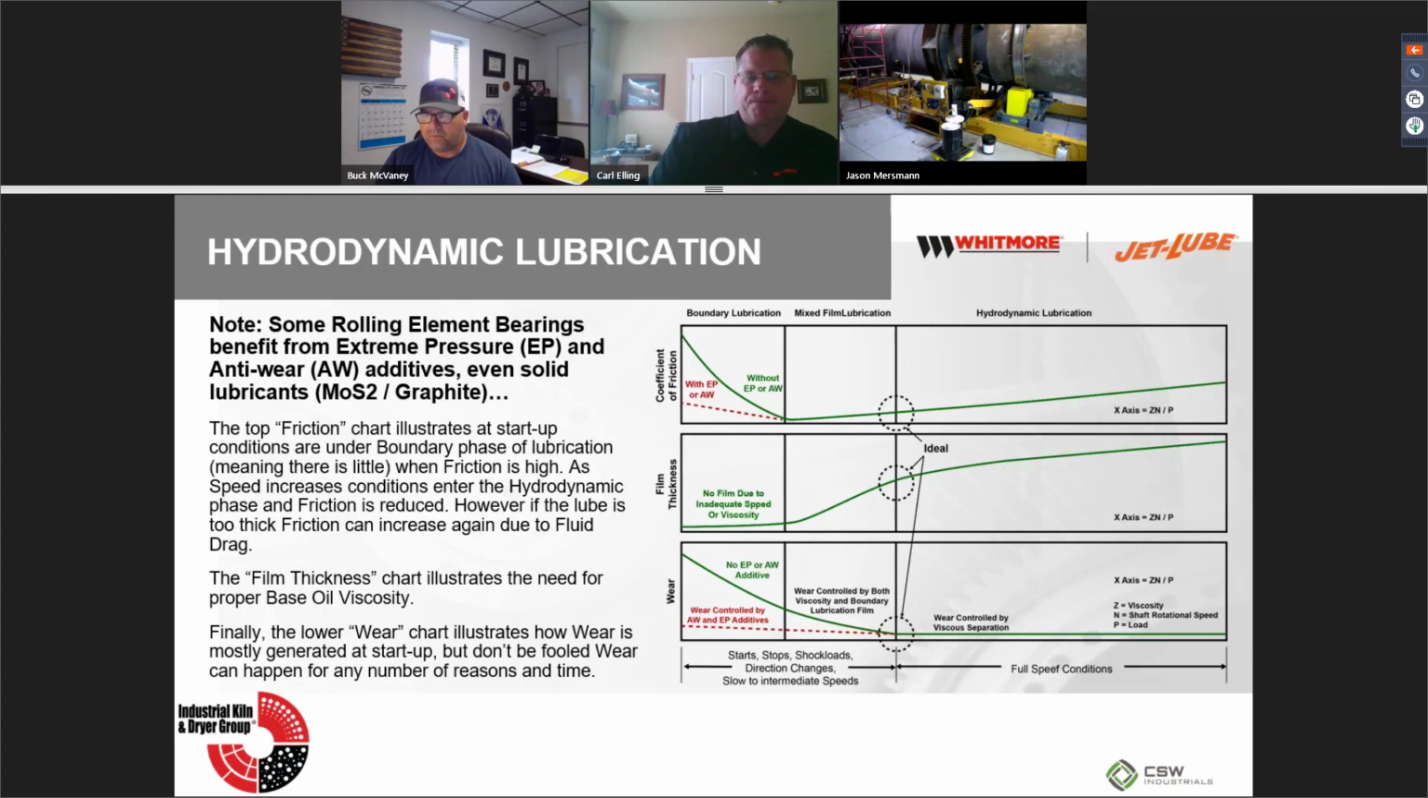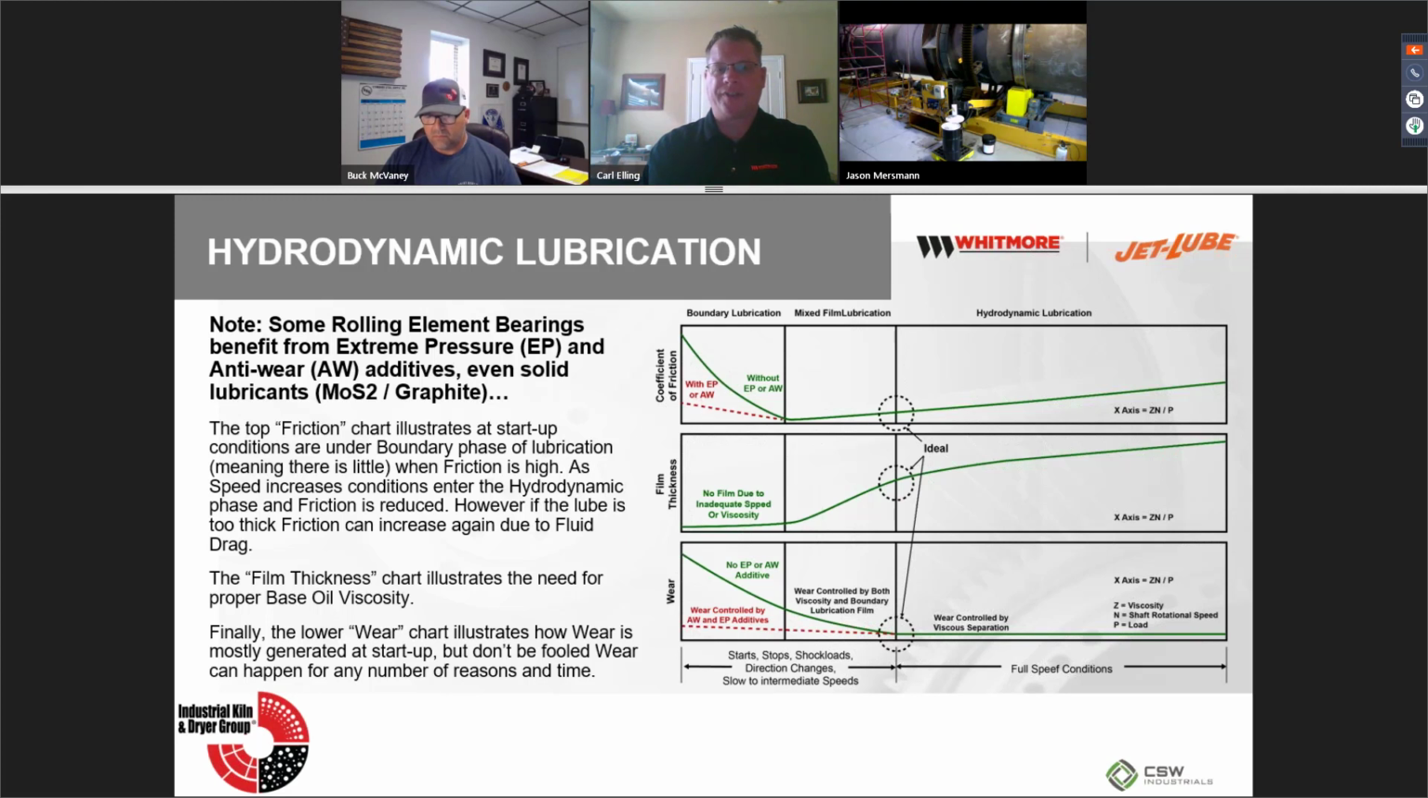And then the last one, this is the one I kind of focus on, because this is where all your wear is at startup. If you start at the very left, if you didn't have any EP or anti-wear additive, you're going to have high wear. This is where the EP, or extreme pressure, or the anti-wear additives really do play a big part. If you notice in the red, with that layer of lubrication, you're protecting the metal surfaces. In boundary lubrication, you've got the asperities touching one another. This is where the anti-wear and EP additives really come into play, protecting all the way into the mixed film regime.